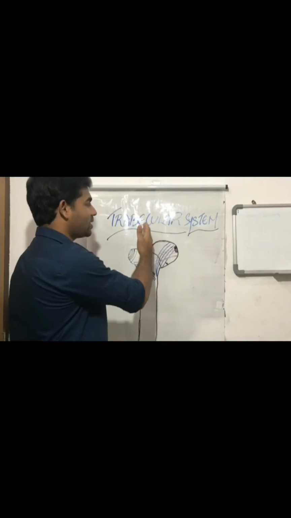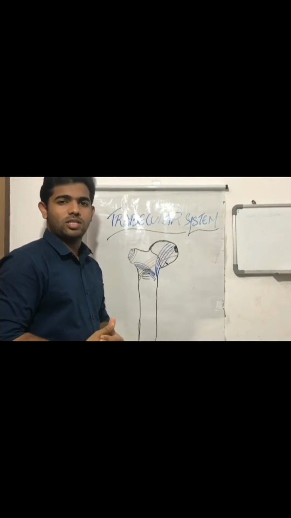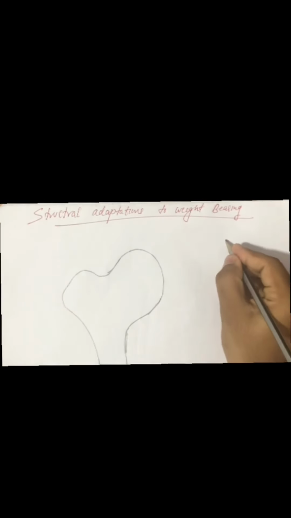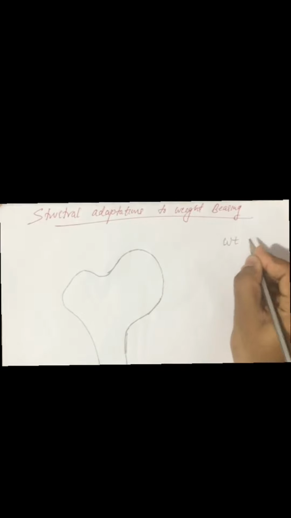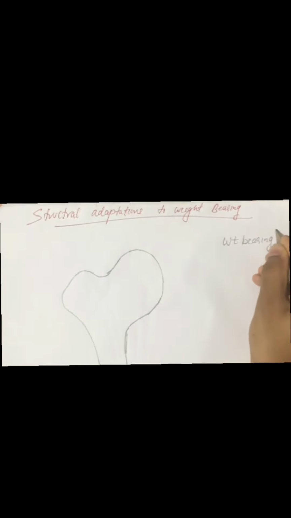Today we are going to discuss the trabecular system of the femur. As we discussed, we are going to discuss the structural adaptation to weight bearing in the hip joint. You know that earlier I have told you the primary function of the hip joint is weight bearing. That is the unique and primary function of the hip joint.